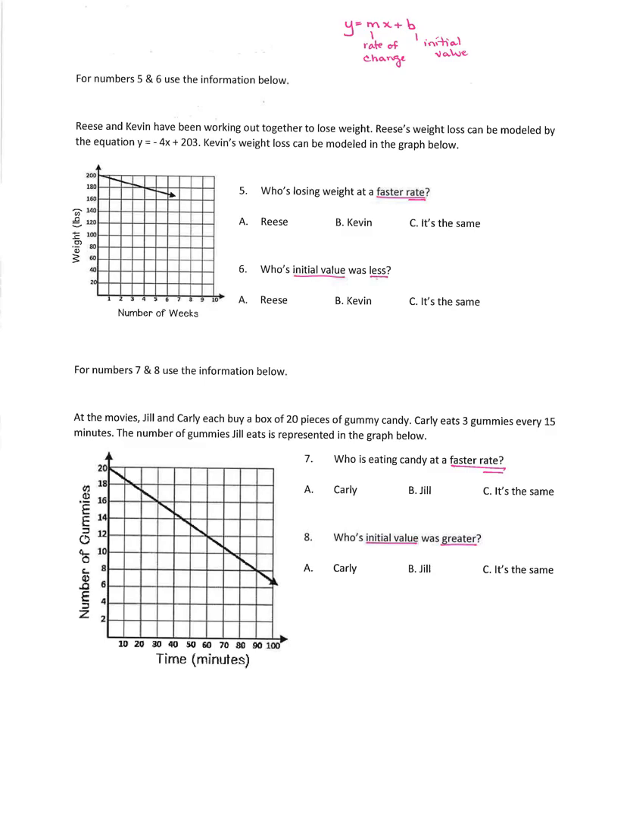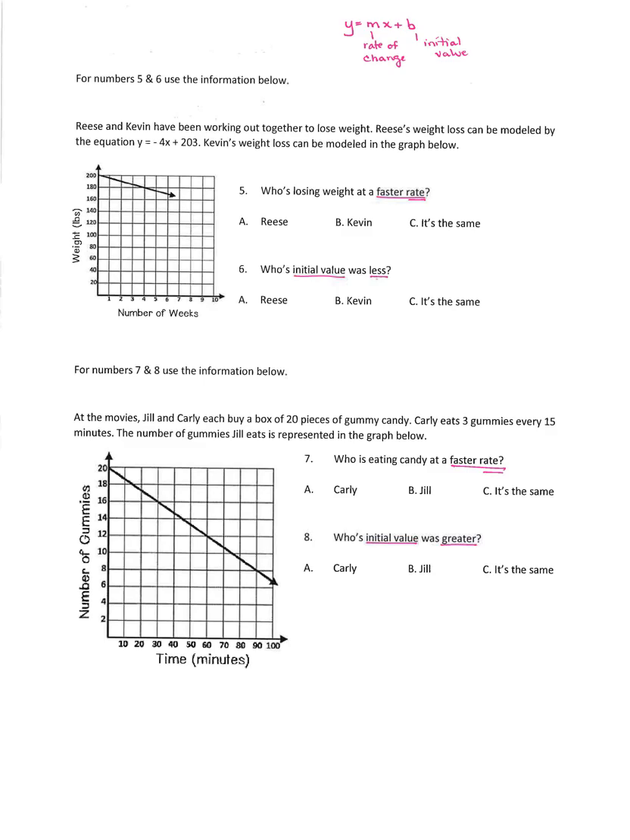For numbers 7 and 8, use the information below. At the movies, Jill and Carly each buy a box of 20 pieces of gummy candy. Carly eats 3 gummies every 15 minutes. The number of gummies Jill eats is represented in the graph below.